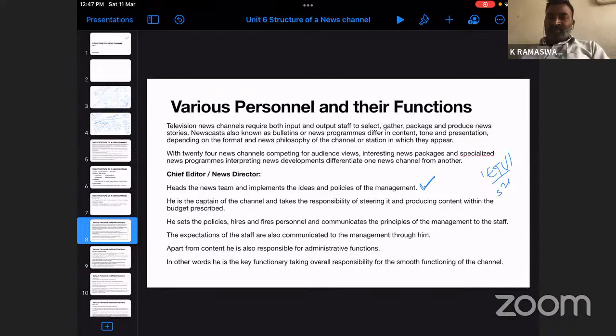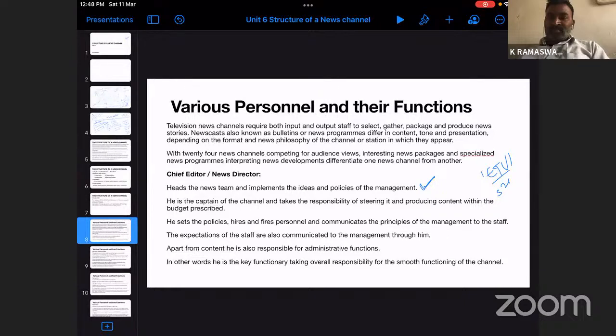The person responsible for the news channel is the chief editor or news director. He is the head of the news channel. The management may be different. For example, take any channel, name one channel so that we can discuss. For TV9, the management is different. Under him, the news editor will work.